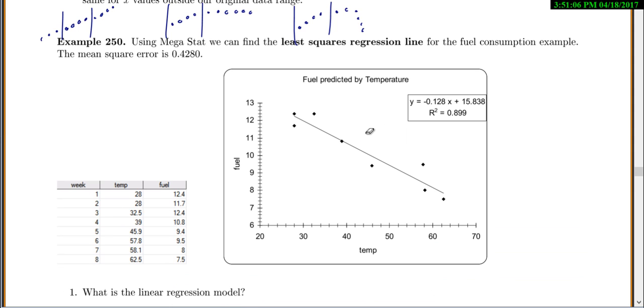This is what we'll actually be doing for linear regression now. So using Megastat, we can find the least squares regression line for the fuel consumption example. And the mean square error is 0.4280. So looking here at my scatter plot, you can see the points are fairly close to the line. Notice it tells you the equation of the line, y equals negative 0.128x plus 15.838. And it also tells you an r squared value, which we haven't really talked about yet.